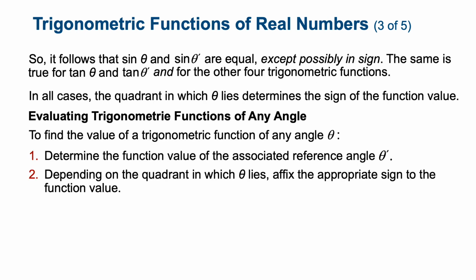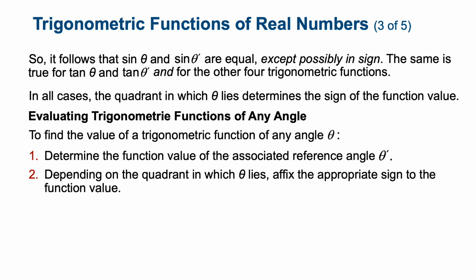So what does that mean? That means that sine of theta and sine of theta prime are equal except possibly in sign. That's true for tangent of theta prime and all the other trig functions. So in all these cases, the quadrant in which theta lies determines the sign of the function value.